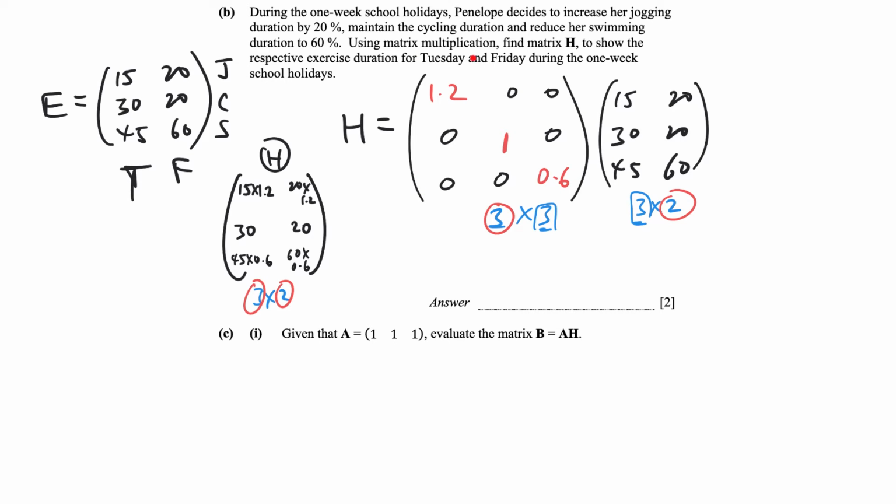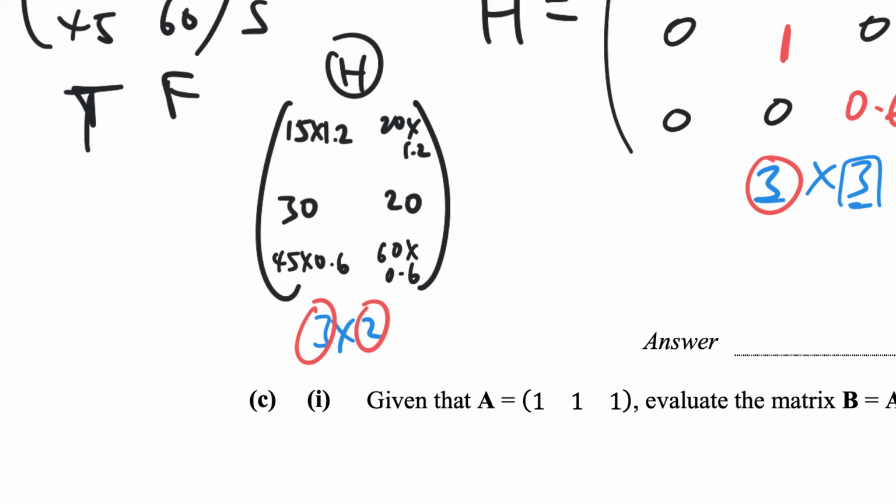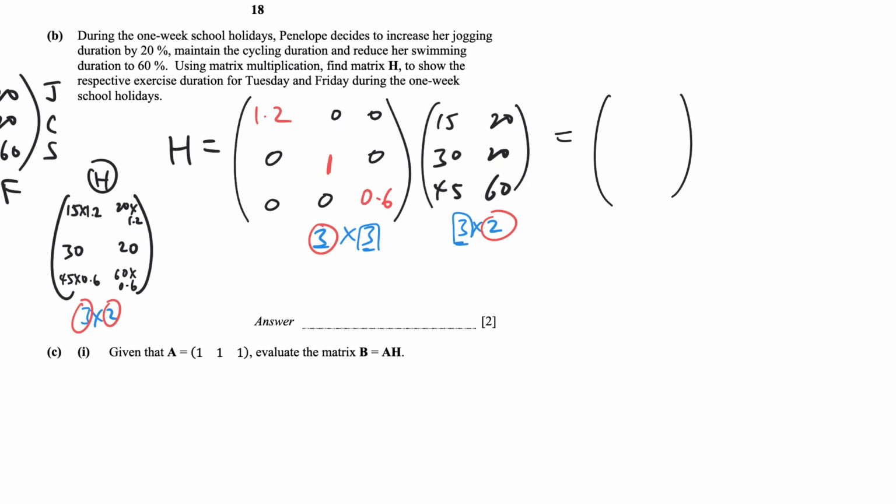So using matrix multiplication, you need to find this matrix H. Of course, it's a lot easier to find the matrix H directly, but this is required in your working. So you can say this will be equal, after you've done the matrix multiplication, which is basically this, but you simplify it. And what you get is 18, 24, like this. Done.